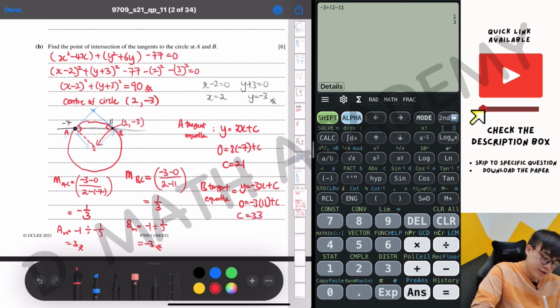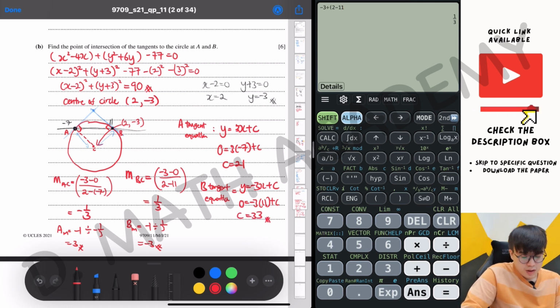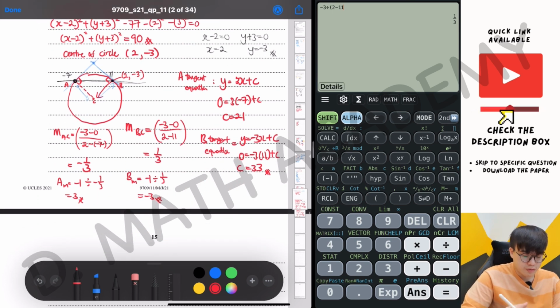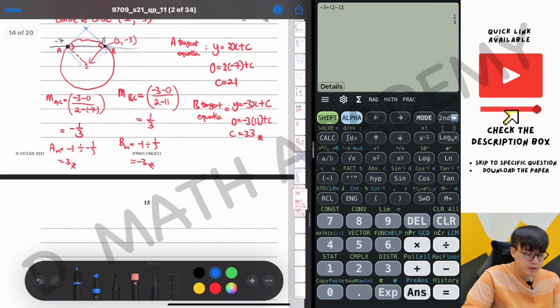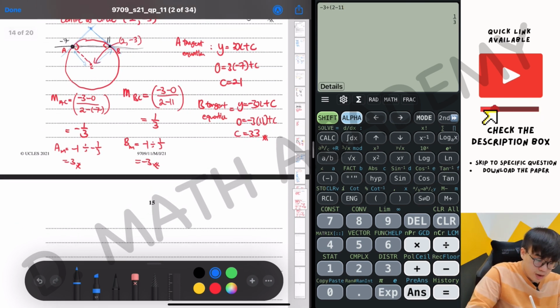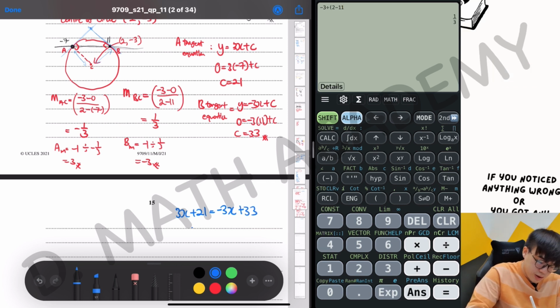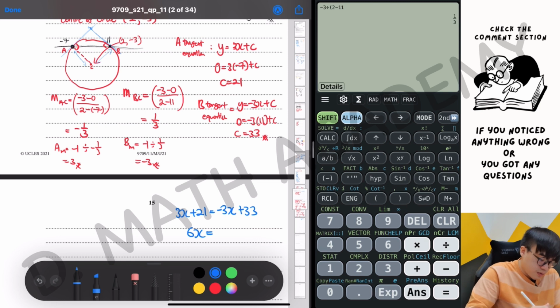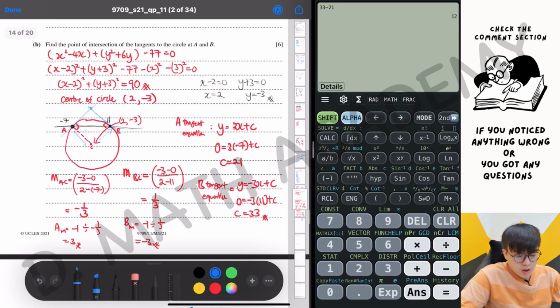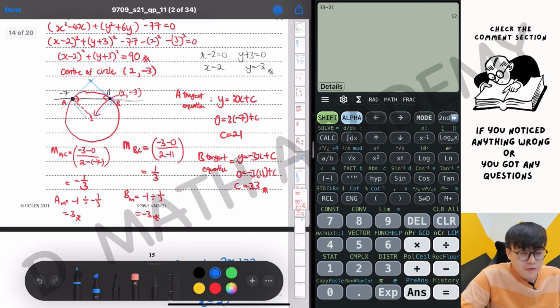So your c's final answer will be 33. So when you put these two equations equals to each other, then you'll be able to identify your final results. So I write it down somewhere around here, where you have 3x plus 21 equals to negative 3x minus 8 plus 33. So 6x equals to 33 minus 21. You will get it as 12. X will be 2. So they were looking for the point of intersection.